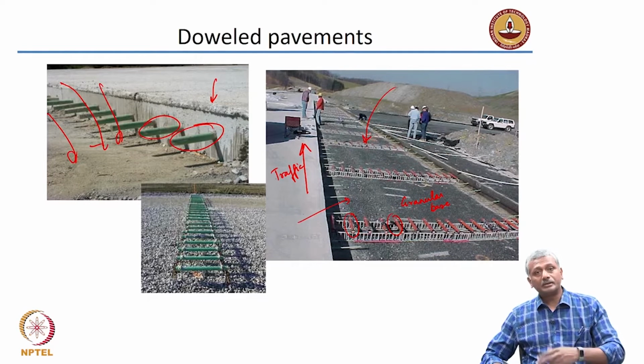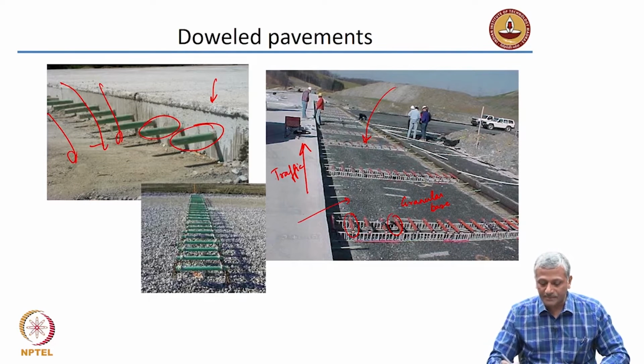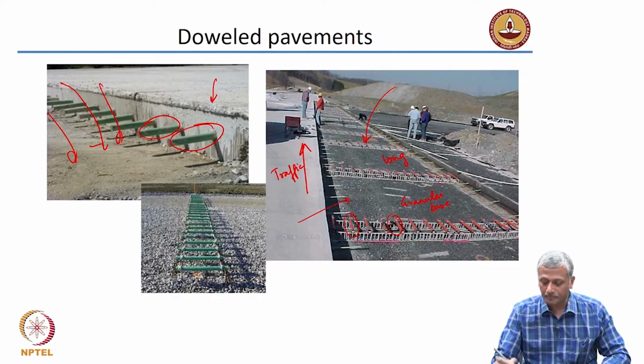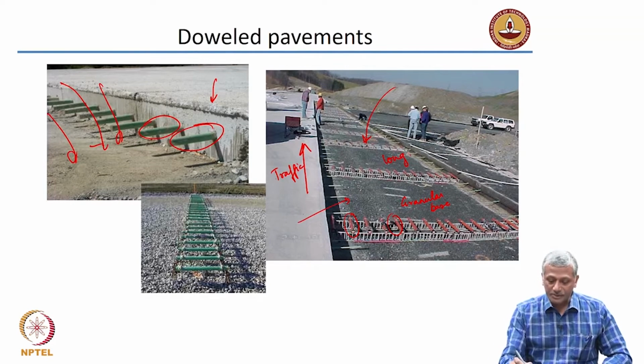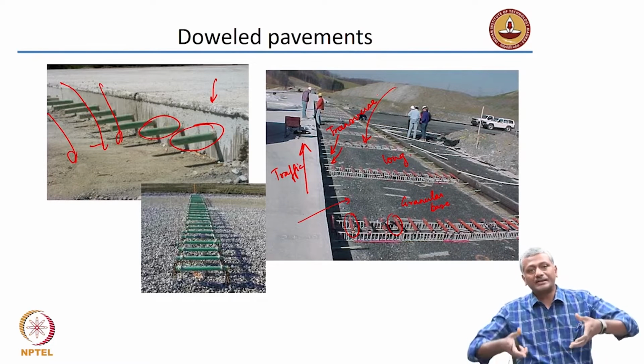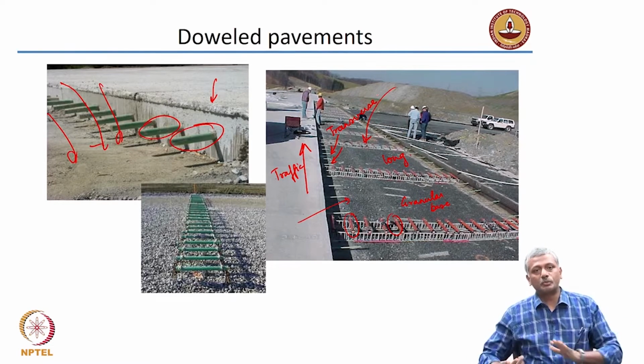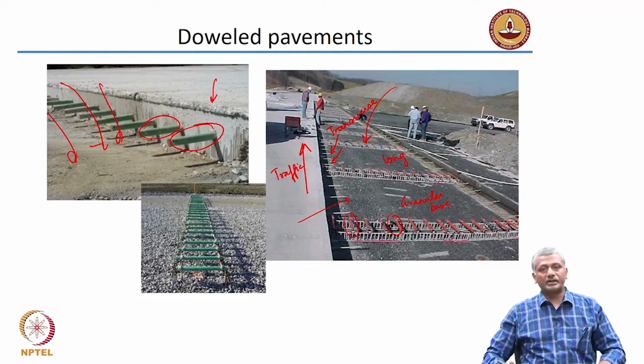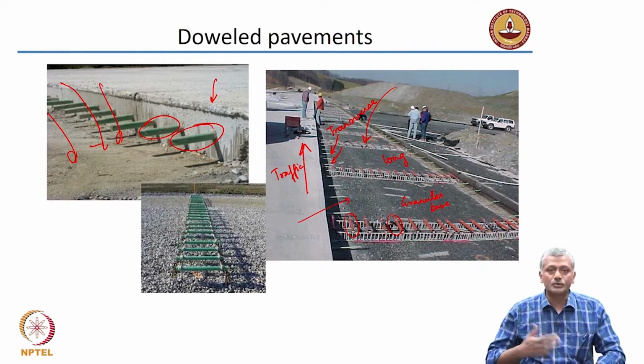Now, dowels are provided to connect the slabs in the longitudinal direction. So, this is the longitudinal direction. You can also have dowels provided in the transverse direction. Okay. So, dowels are also provided to connect the slabs in the transverse direction. So, both ways there is good load transfer between one slab to the next. So, that is the use of a dowelled pavement.